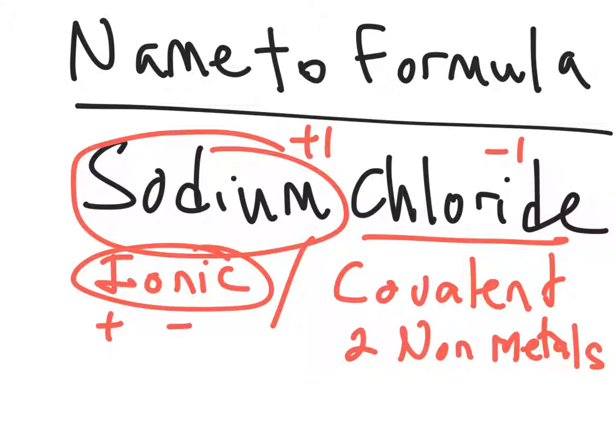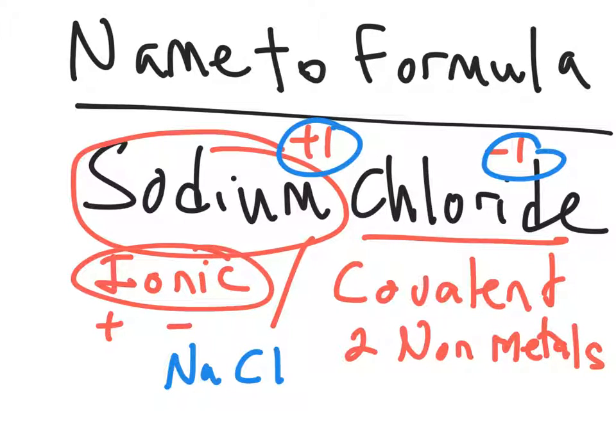Name it. Well, this is the name. I want to put it in formula. Leave it. So what are the symbols? Na, Cl. Do I need to do anything for my subscripts? No, they balance out. Net charge equals 0. Boom.